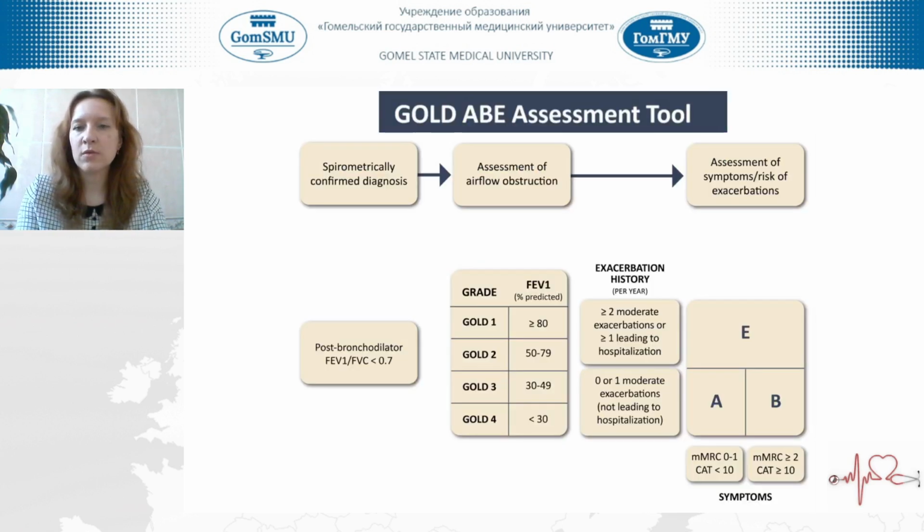Why is it so necessary for us to know which group the patient is in, A, B, or E? Of course, it's important for the treatment of our patient, and here you can see what is called the ABE assessment tool. And how can we decide if the patient is in group A or B or E? This all depends on symptoms, the mMRC scale, the CAT test, and exacerbation history.